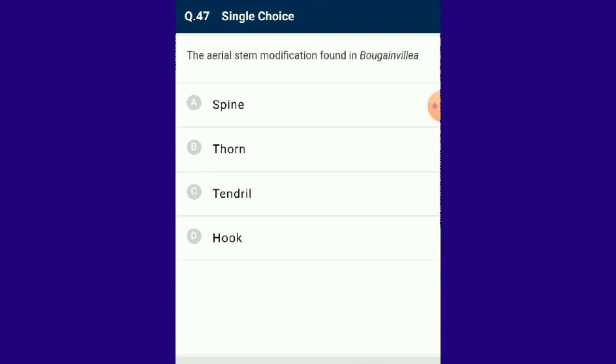Question number 47. The aerial stem modification found in Bougainvillea. Aerial modification of the stem includes tendrils, hooks, thorns, and spines. Tendrils are thread-like sensitive structures that can coil around the support and help plants with weak stems to climb, as in gourds and grapevines. Spines are modified leaf or leaf parts, as in Opuntia. Hooks are modifications observed in Bignonia for hanging and attachment. So the answer for this question is option B. Aerial stem modification found in Bougainvillea is thorn.